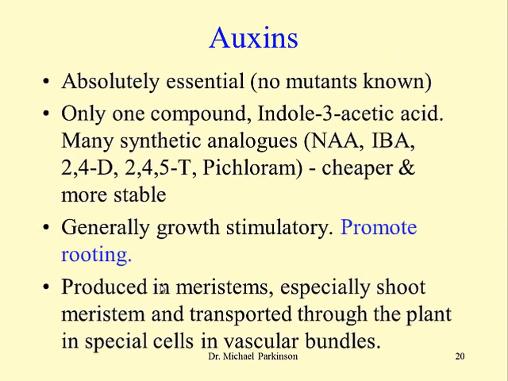If you look at auxins, there is only one compound, indole acetic acid, which is absolutely necessary in all plants. So these are absolutely essential. There are no mutants known. In the 1970s, a range of temperature sensitive mutants of auxins were produced, but these were very difficult to maintain and have since been lost. So at the moment there are no mutants for auxins.